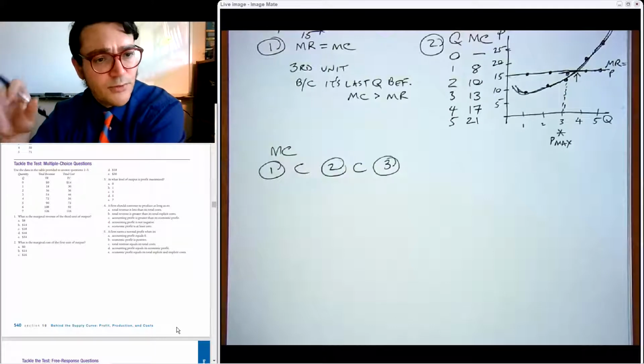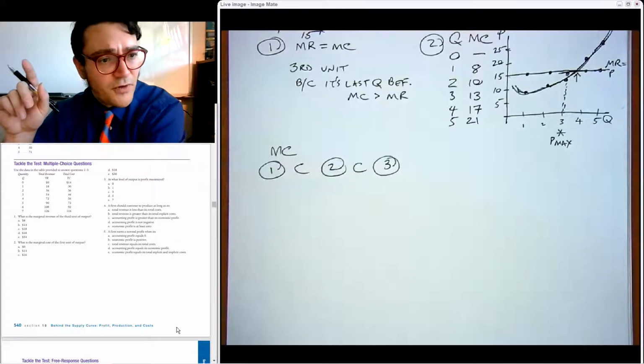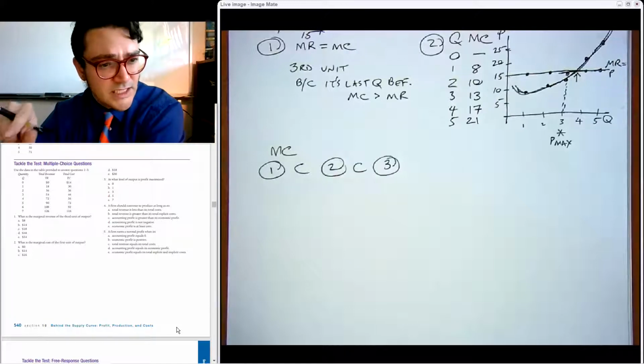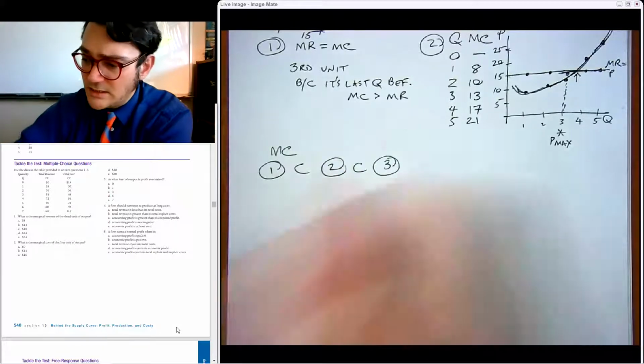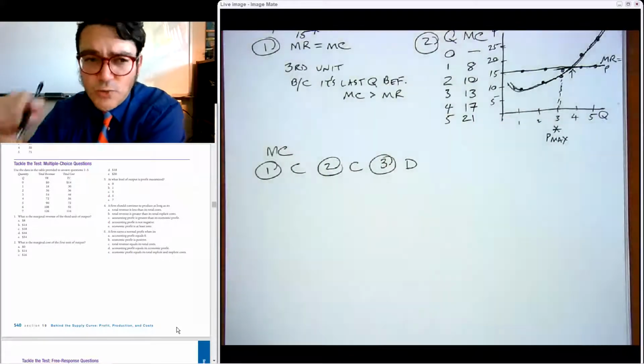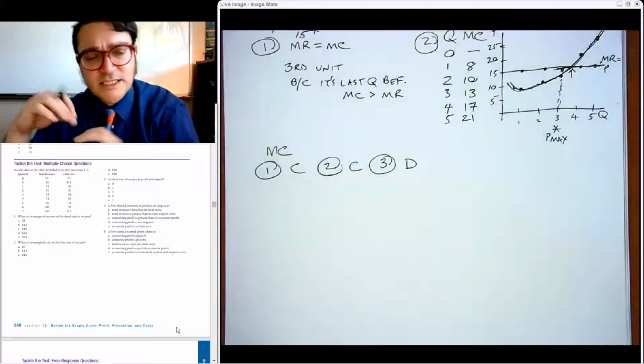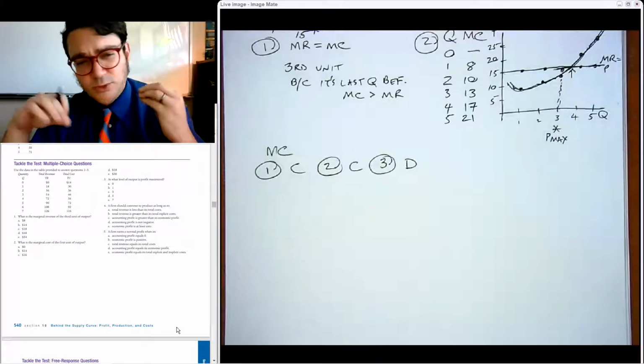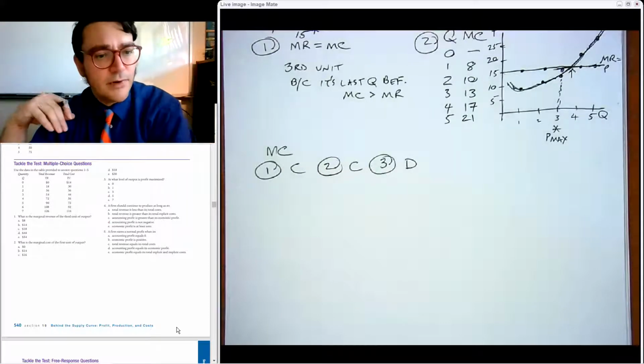Where we go from 0 to 1, we already said that's 16. From 1 to 2 is 6. 2 to 3 is 8. 3 to 4 is 12. 4 to 5 is 16. And then 5 to 6 is 20. So we're going to stop at the 5th unit, D. And again, the reason why is because we don't want to produce the unit where the marginal cost exceeds the marginal revenue. So we're going to stop before we get to that point.